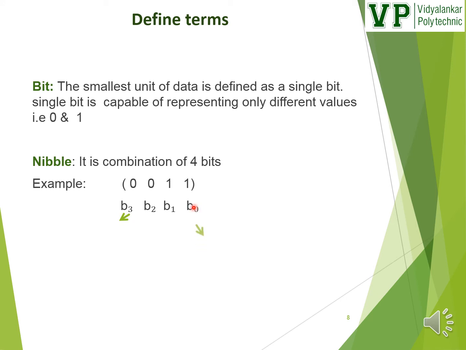where B0 and B3 represent LSB, that is least significant bit, and MSB is the most significant bit. LSB is always fixed, whereas MSB will change.